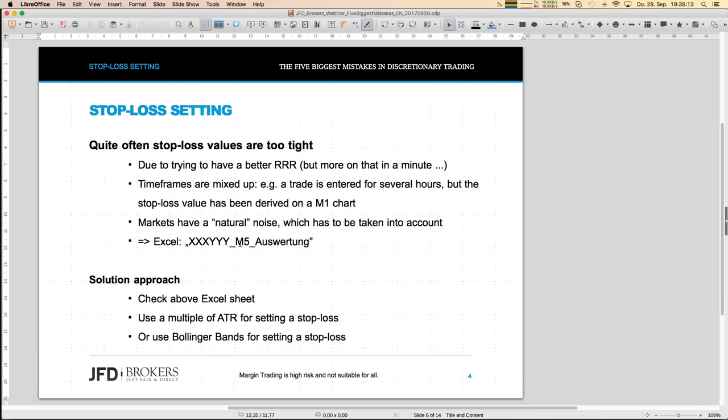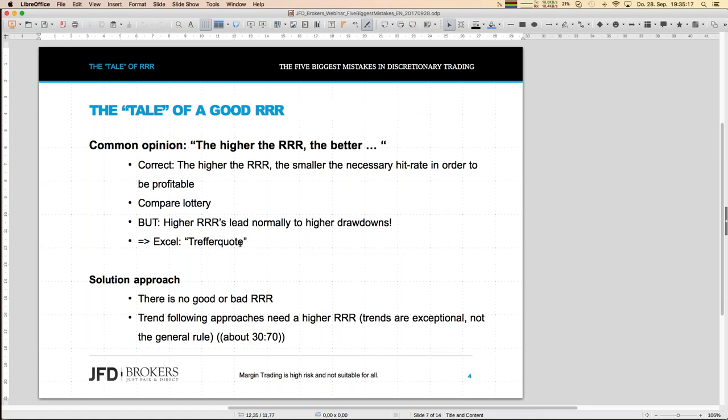But as I mentioned, risk reward ratio for your trading is another good thing. And I name it a little bit differently here, just the tale of risk reward ratio, or the tale of good risk reward ratios. On the internet and the websites, you find hundreds of statements like, hey, here we have a trade with a fantastic risk reward ratio of 10, or a fantastic risk reward ratio of 5, something like that. So people are telling you that the risk reward ratio of that trade is high, and because the risk reward ratio is high, it's a good trade. But that's nonsense. That's bullshit.